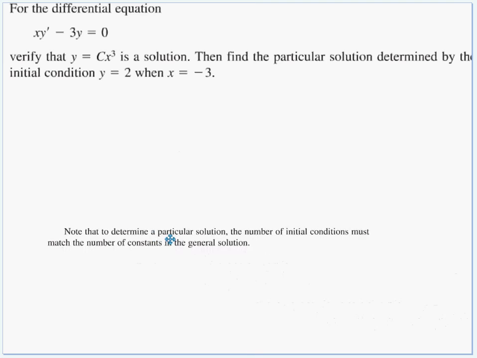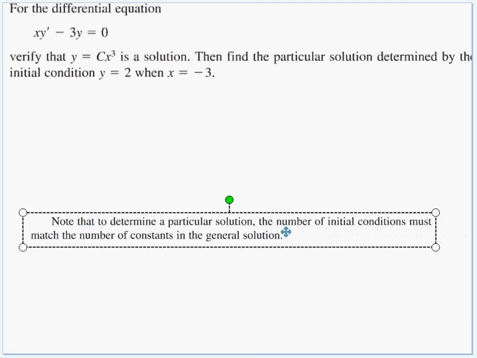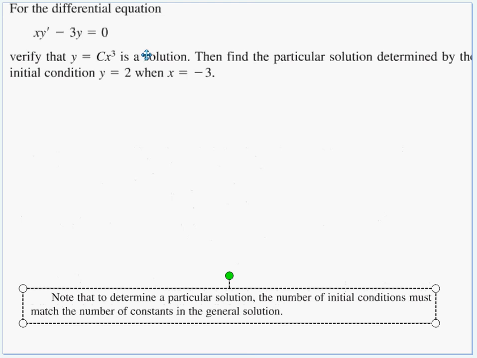And what do we got down here? Note that to determine a particular solution, the number of initial conditions must match the number of constants in our general solution.